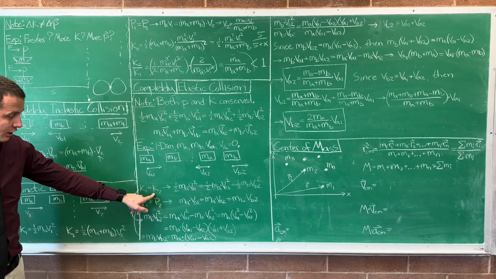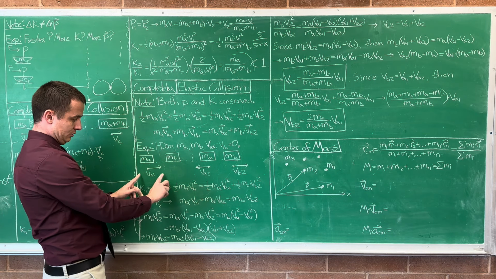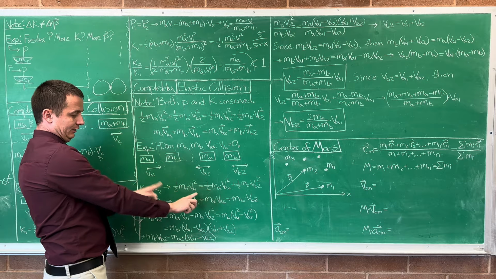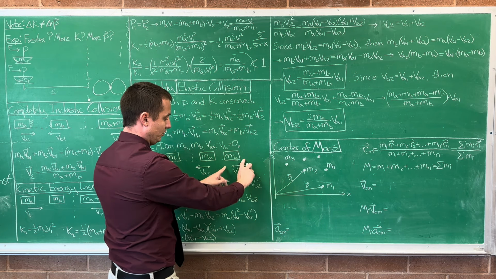Since the kinetic energy at the start and the kinetic energy at the end have to be equal, what's the kinetic energy at the start? It's just however fast that thing's moving. And what's the kinetic energy at the end? It's that one's kinetic energy plus that one's kinetic energy.